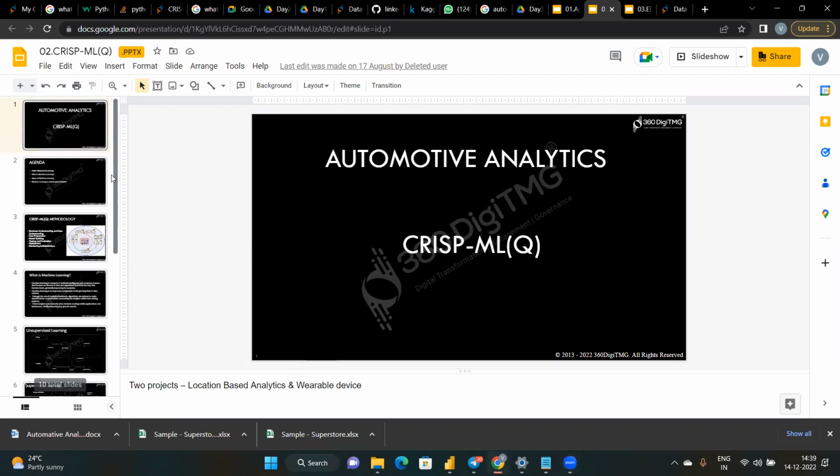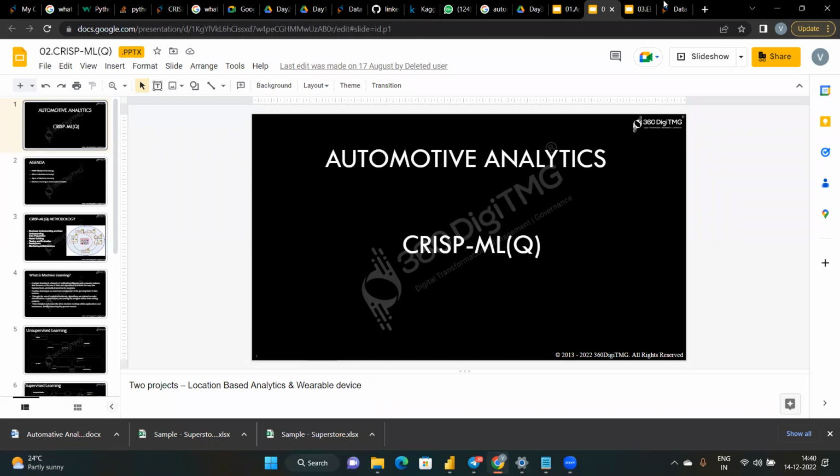In day one, guys, we saw what is meant by automotive analytics, right? Why do we need this automotive analytics? What is meant by automotive analytics? How are we going to implement that? What is the definition of that? What is the conclusion? What are the challenges we are going to face? These things we saw in day one. Coming to day two, we saw what is machine learning, what are the agendas, and what is CRISP-ML(Q), right?